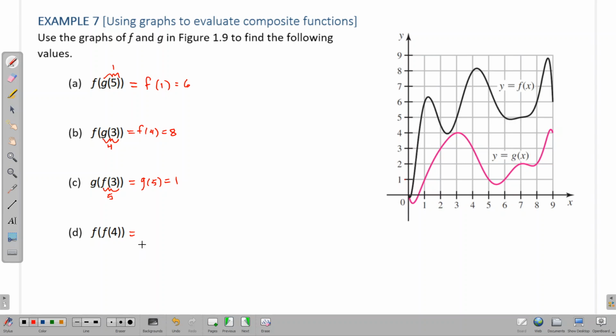Then f of 4. So we need to plug 4 into f. 4 into f is 8. So then 8 into f is 6. So that's how that works.